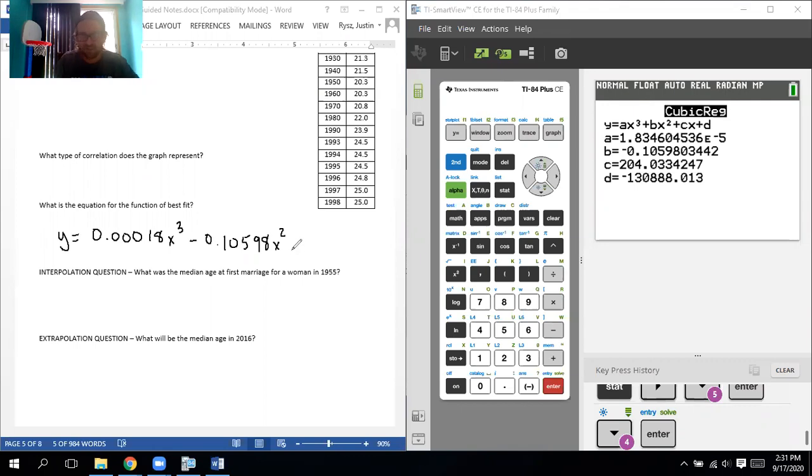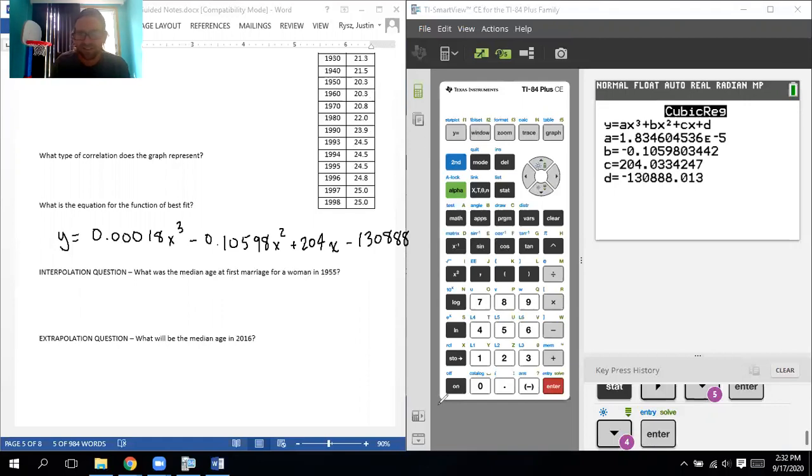Okay, and then the next number, x squared, and then we got plus 204 x, that's good enough, and then minus 130888. Okay, so we're just getting an equation right here. What we can use that equation for is, if we had to use this equation to find the median age, the average age of the first marriage of a woman in 1955, looking at this, we'd probably say like 20.3.